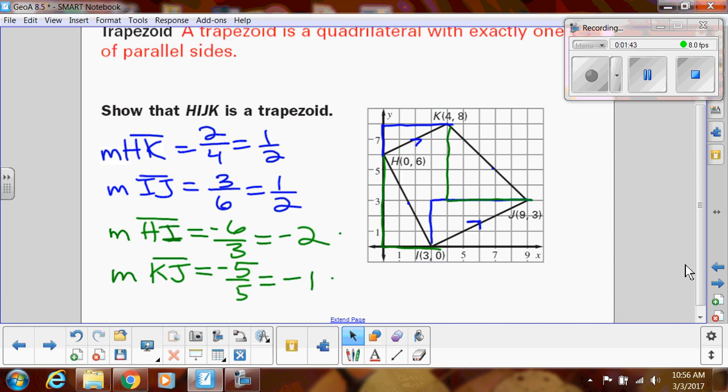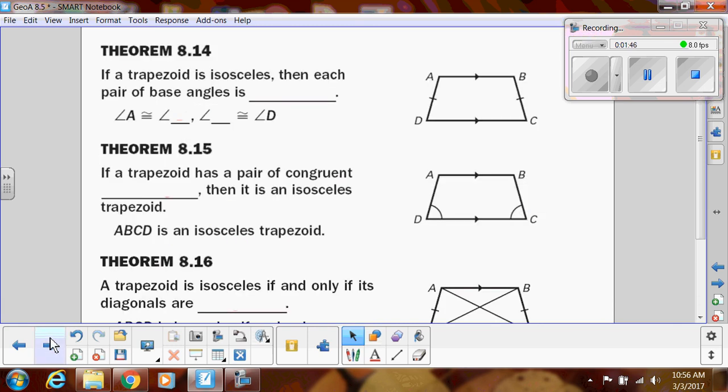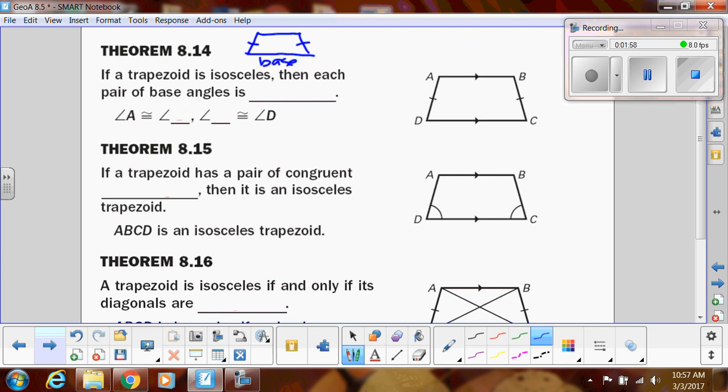Now we also have isosceles trapezoids, and those are going to be just like an isosceles triangle where two sides are the same. An isosceles trapezoid has their two legs the same. All right, so we call these the bases. That's a base, that's a base, but these would be the legs. So the legs are congruent in an isosceles trapezoid.